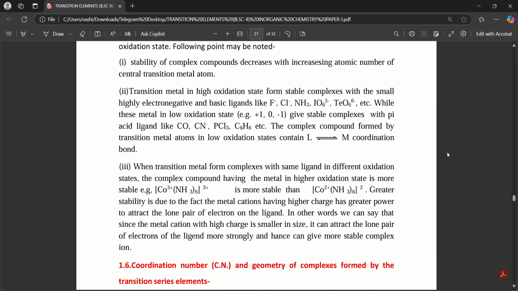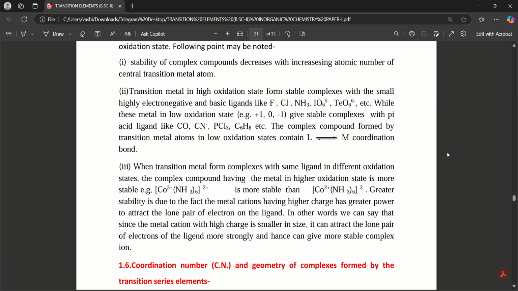When a transition metal forms complexes with the same ligand in different oxidation states, the complex having the metal in the higher oxidation state is more stable. Example: [Co(NH3)6]3+ is more stable than [Co(NH3)6]2+.